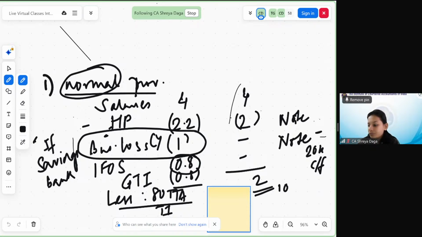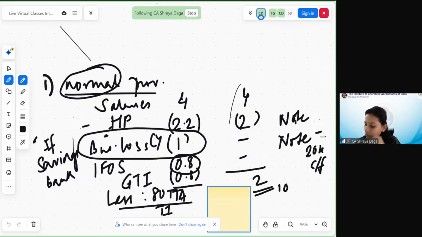This is not a part of your question. I'm just discussing, because the question asks you TI, not GTI. So you think about deductions under Chapter 6A also. And yes, when you do the default regime, then those deductions are not available generally. Then you do not give it to them.